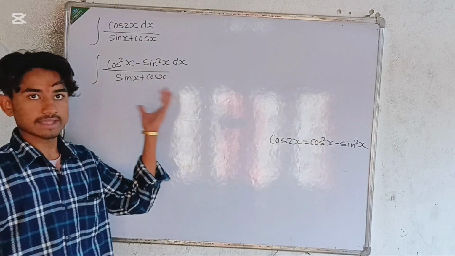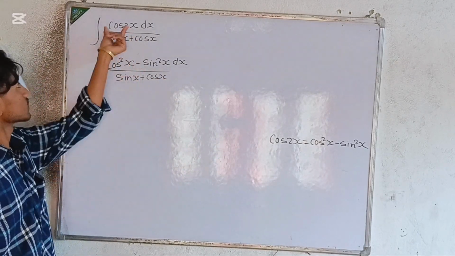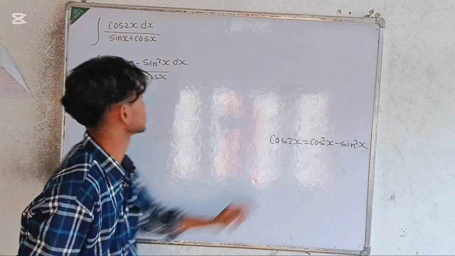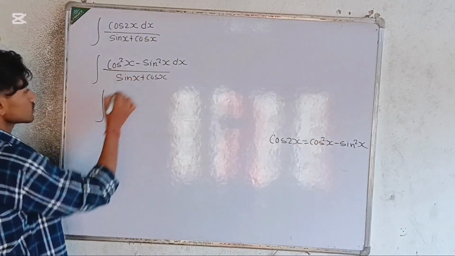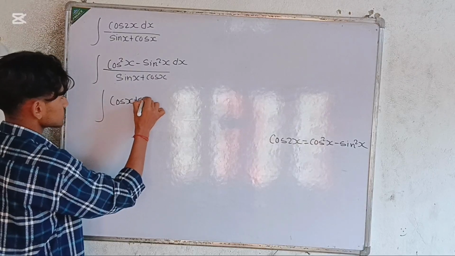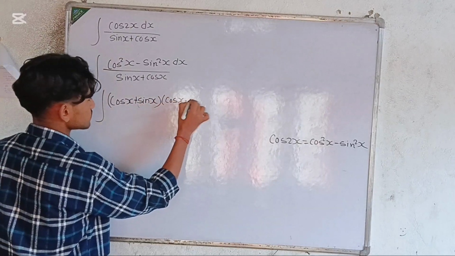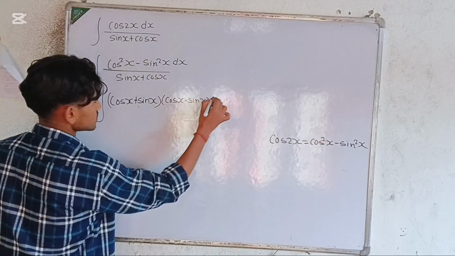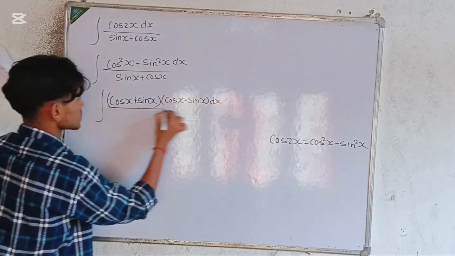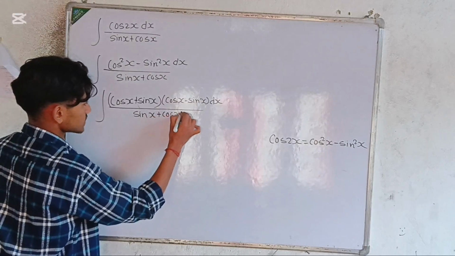After that, I think there would not be any problem, because we have just replaced our cosine of 2x by this identity, and this looks like cosine of x plus sine of x, and cosine of x minus sine of x with respect to dx, over sine x plus cosine of x.